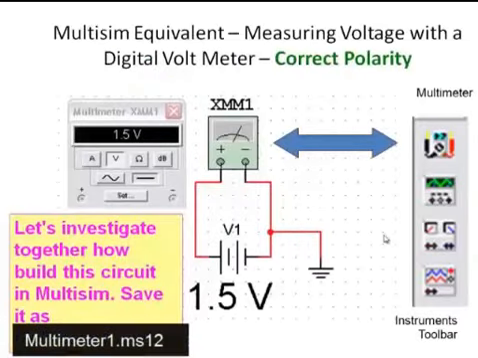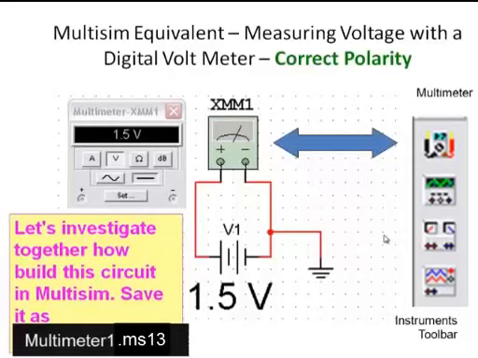What we want to do is we're going to build a circuit. We're going to investigate how to build this circuit today, where we're just going to put a battery in the schematic capture, put a ground, and use a multimeter to measure the battery voltage. And throughout this tutorial, you're going to find that I've indicated what the file names you should use when you save these circuits.